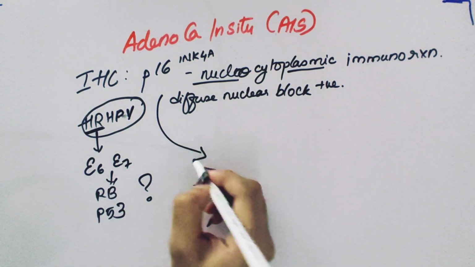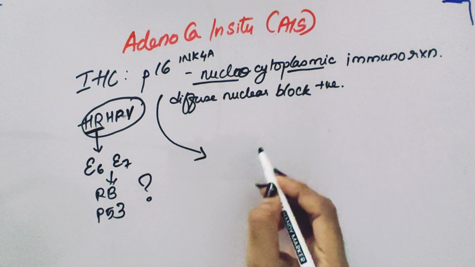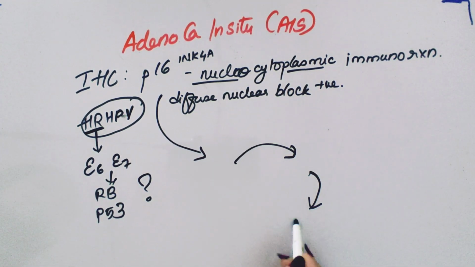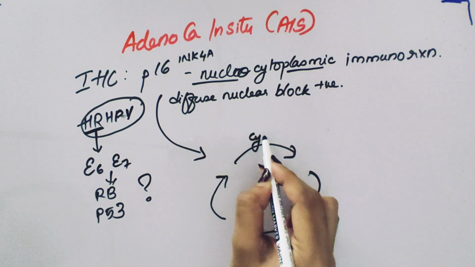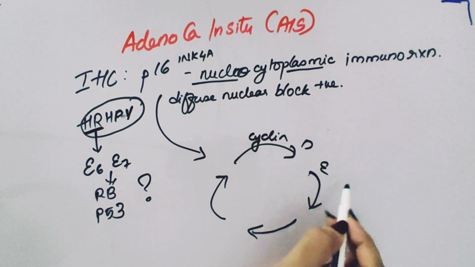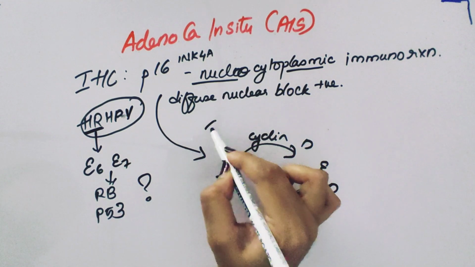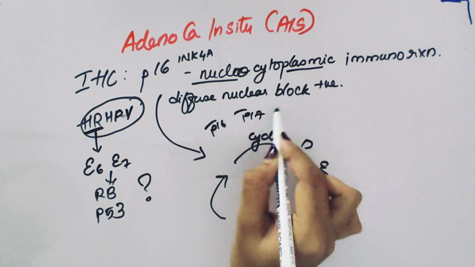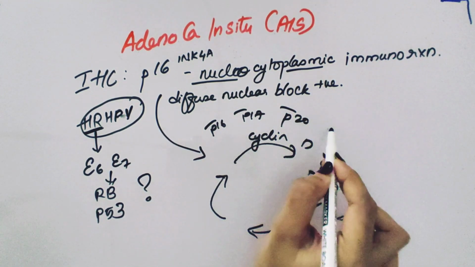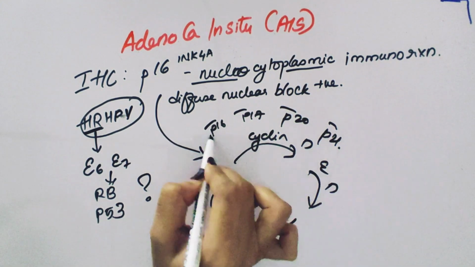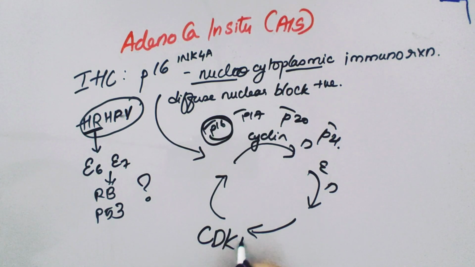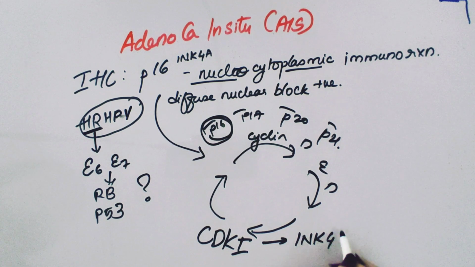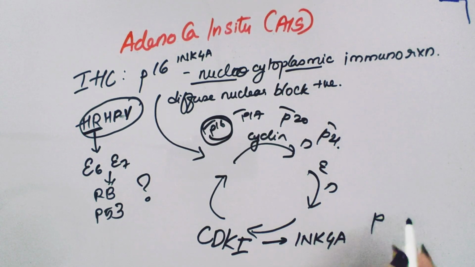Or do you remember in the cell cycle chapter where there is a diagram in Robbins where there is cyclin D, E, A, B, and then there is one with P16, P17, P20, 21, etc.? Do you remember? Then what is P16 there? P16 is a cyclin dependent kinase inhibitor. And in that, the INK4A family has P16.